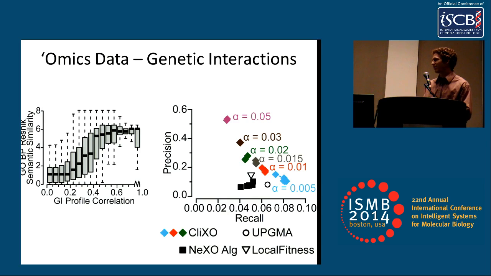Now you may notice that the recall overall is quite low. This is sort of to be expected. We're only using 1 line of evidence to try to reconstruct the full GO, and we wouldn't expect genetic interactions to be perfectly consistent with the GO. But still, CLIXO is able to come closest. And we know that if genetic interaction profile correlation were perfectly capturing the same thing as the GO, the CLIXO algorithm would be able to show that.